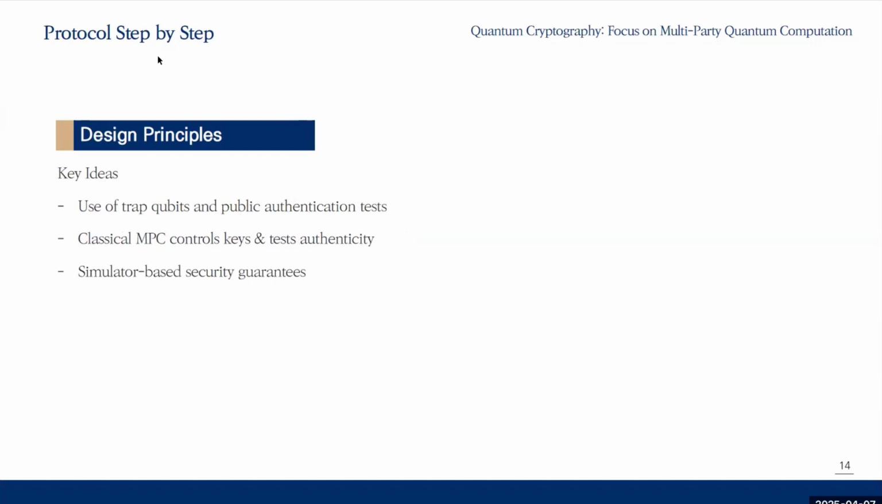And now we discuss the design principles of the protocol. First, we use the trap qubits and public authentication tests to detect tampering. Second, the classical MPC controls the keys and verification process, keeping quantum data secure. Third, our protocol's security is proven using simulator-based arguments, providing strong theoretical guarantees.